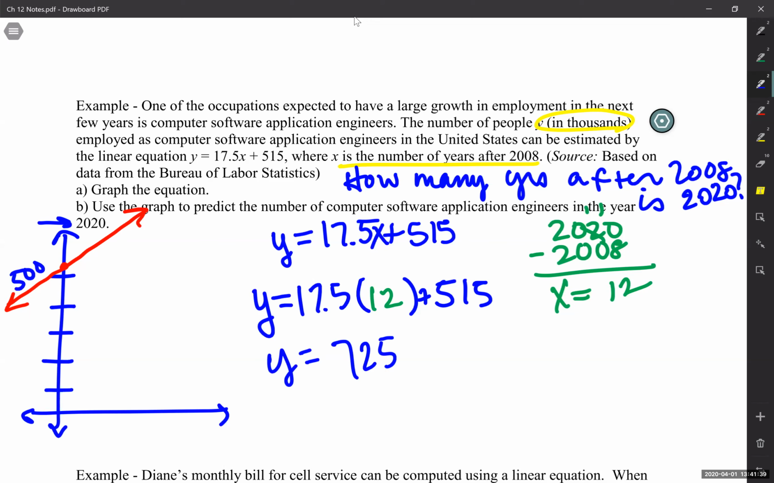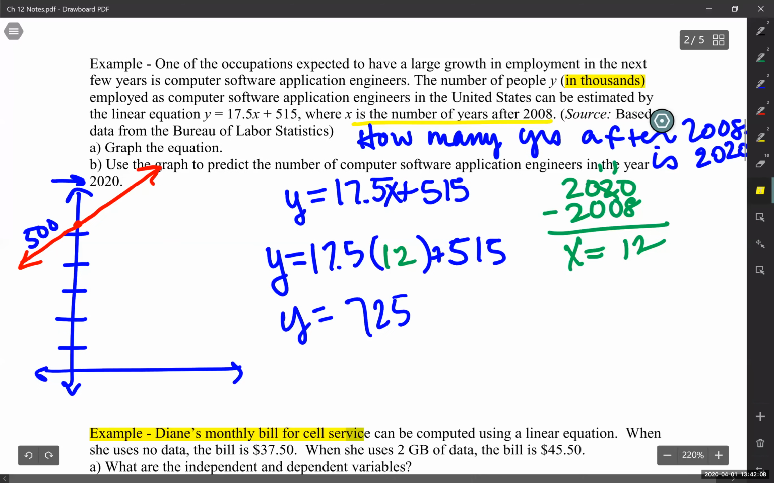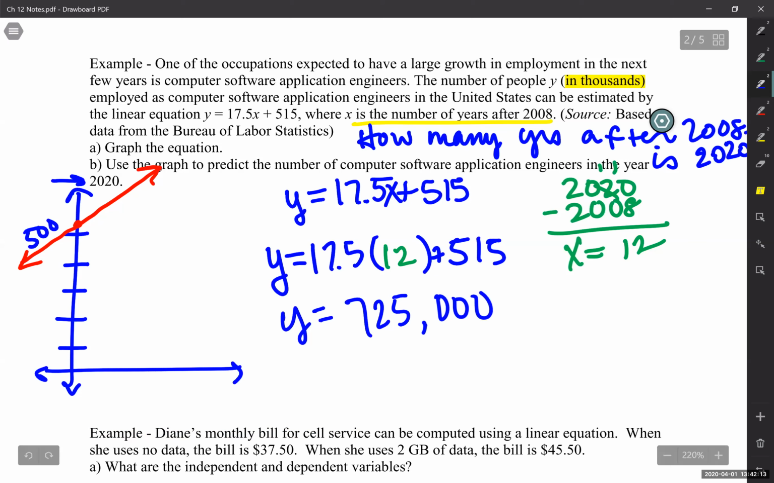All right, so 725, that does not sound like a lot of people. It seems like in the year 2020, there'd be a lot more engineers than that. So go back to the problem, and it says the number of people y in thousands. So this 725 is in thousands. Oh man, I tried to write and I had my highlighter on. Let me erase that real quick. You can either write the word or you can just write the zeros. And we have 725,000 engineers.